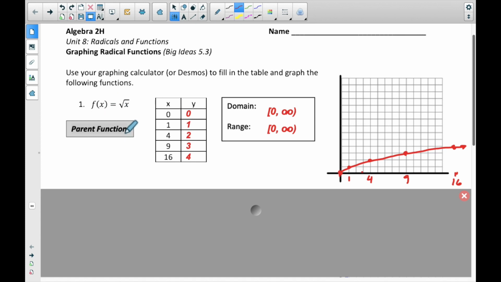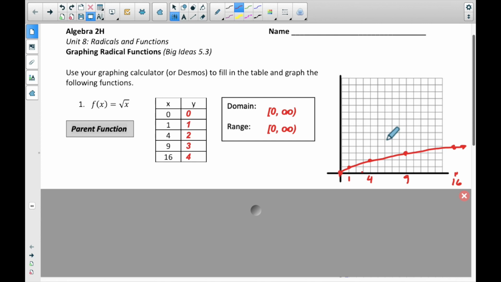This is the parent function. The parent function means that is the basic function that everything goes back to. If we look at the graph that we have, again, just taking the square roots to come up with a table, this graph is actually a lot like a parabola, but it's sideways.